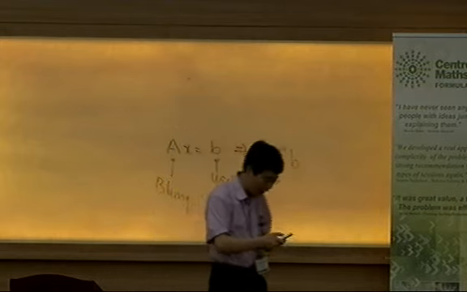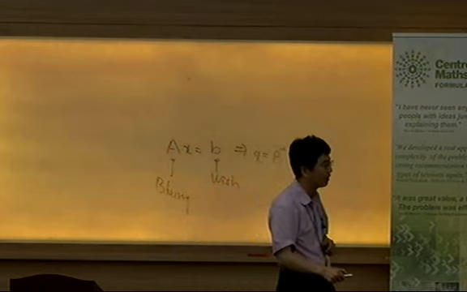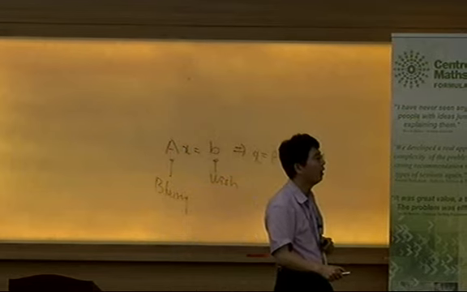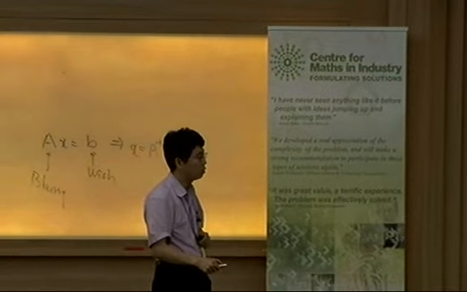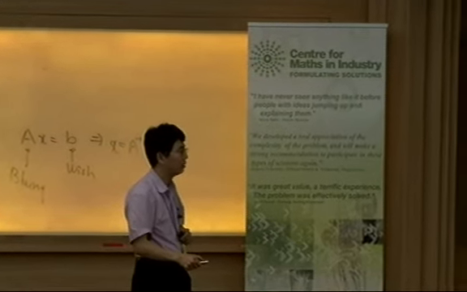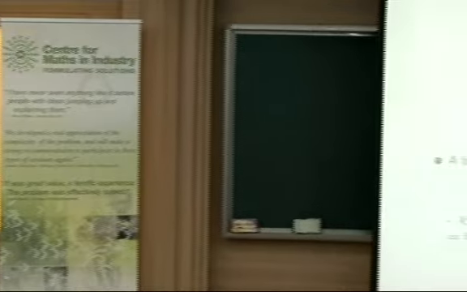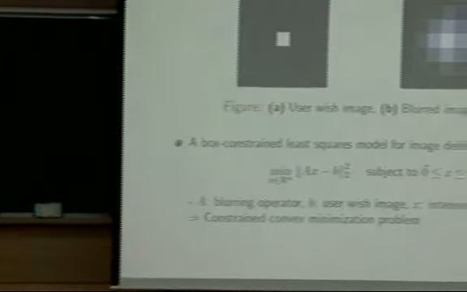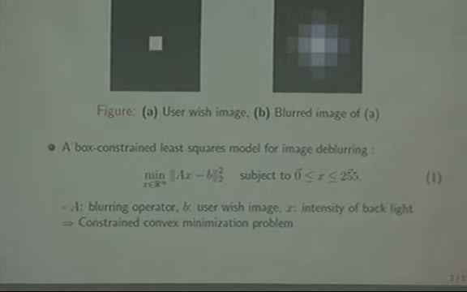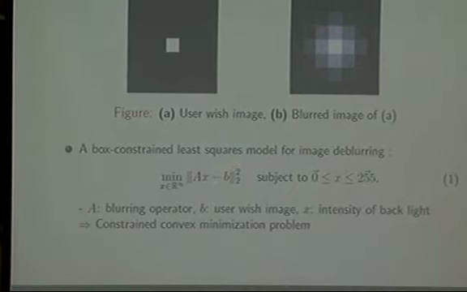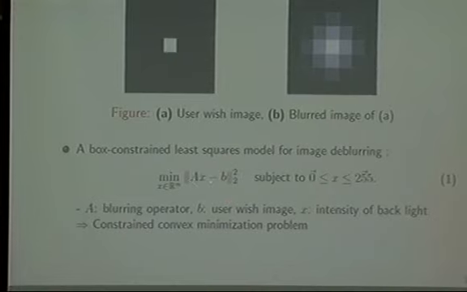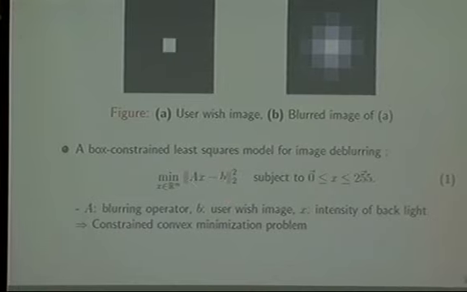Because we have the constraint like that. We have a limit on the intensity of the backlight. So X should be larger than 0 and less than 255, and you may constrain it to 100 or something. You may change it. The problem is this: we consider AX equal to B in the least square sense with this constraint.